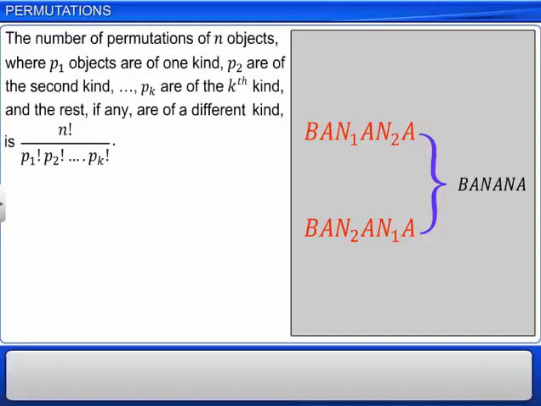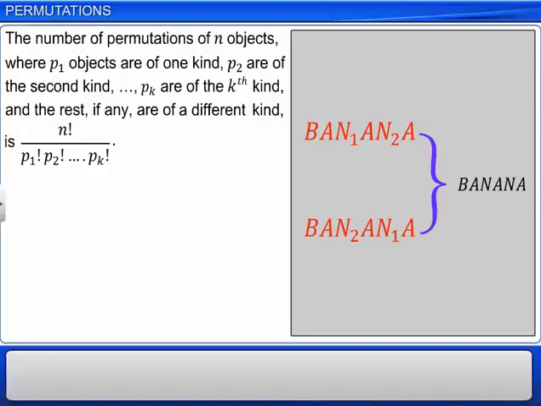The number of permutations of n objects, where P1 objects are of one kind, P2 are of the second kind, Pk are of the kth kind, and the rest, if any, are of a different kind, is n factorial divided by the product of P1 factorial, P2 factorial, and so on up to Pk factorial.